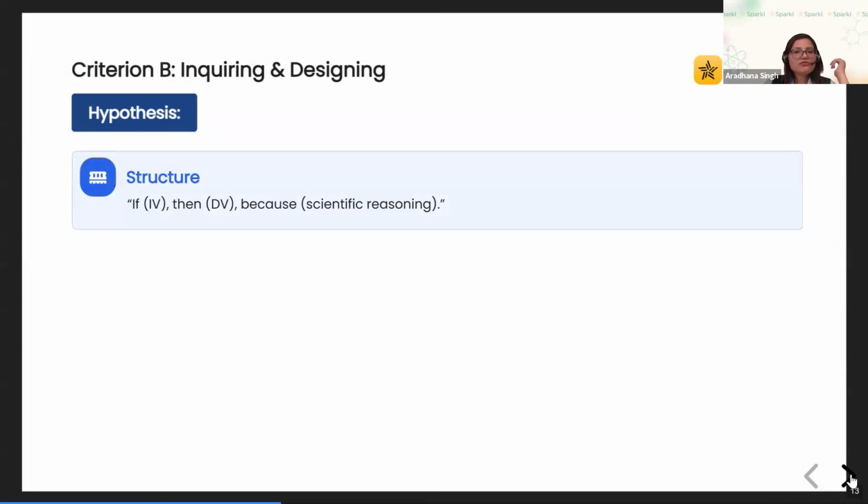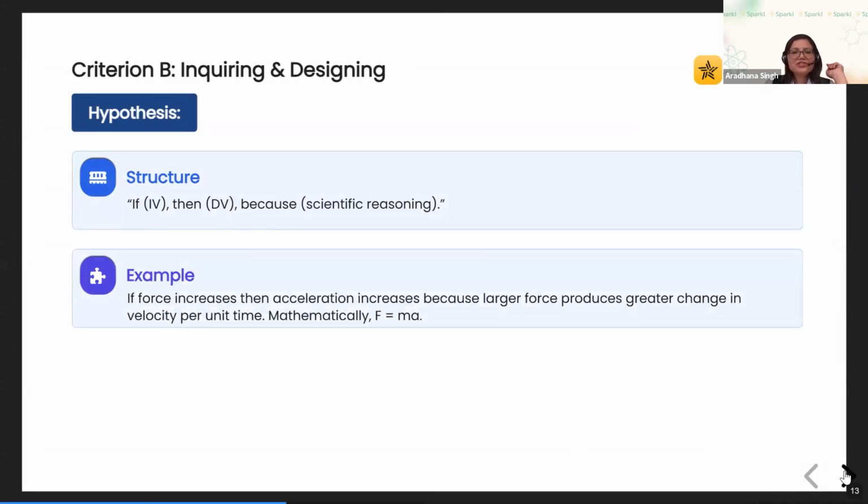Hypothesis again has a fixed format. If IV is changing, then DV will change because of a scientific reason. Let me show you with an example. Here it is. If force is increasing, then acceleration will increase because large force produces a greater change in velocity per unit time. And for better clarity, you can write the relation between force and acceleration, F = ma. Are you getting it?